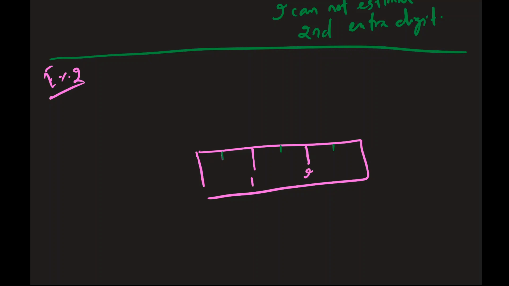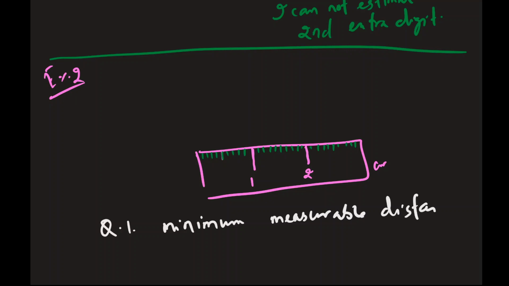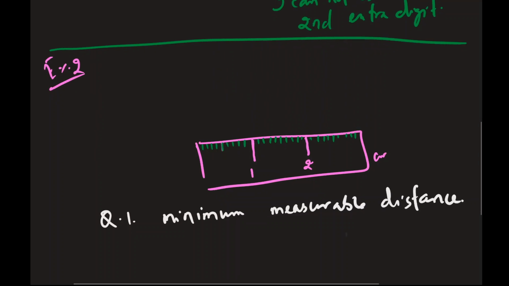So this is 1, 2 centimeters. Then in between are 1, 2, 3, 4, 5, 6, 7, 8, 9, 10 marks. Okay, you get the idea. So maybe I should just do them all. Okay, so question 1. What is the minimum measurable distance for this ruler?